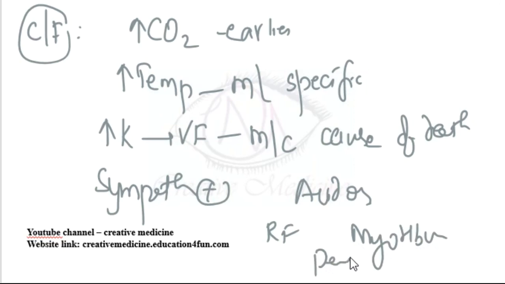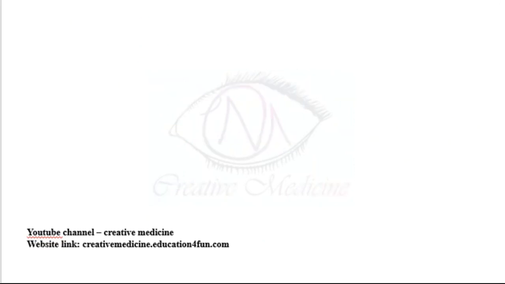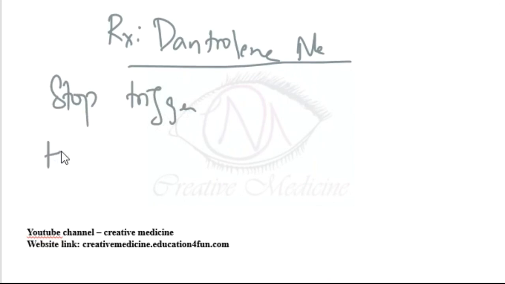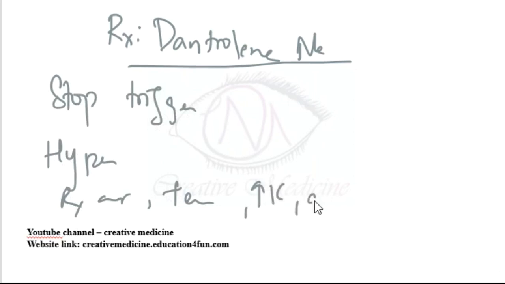There can be acidosis, renal failure, or myoglobinuria, seen along with the death of the patient. The specific treatment of malignant hyperthermia is dantrolene sodium. General treatment includes stopping the triggering agent. Hyperventilation can be given with 100% oxygen. We have to treat the arrhythmias, treat hyperthermia, hyperkalemia and acidosis, and maintain the urine output also.